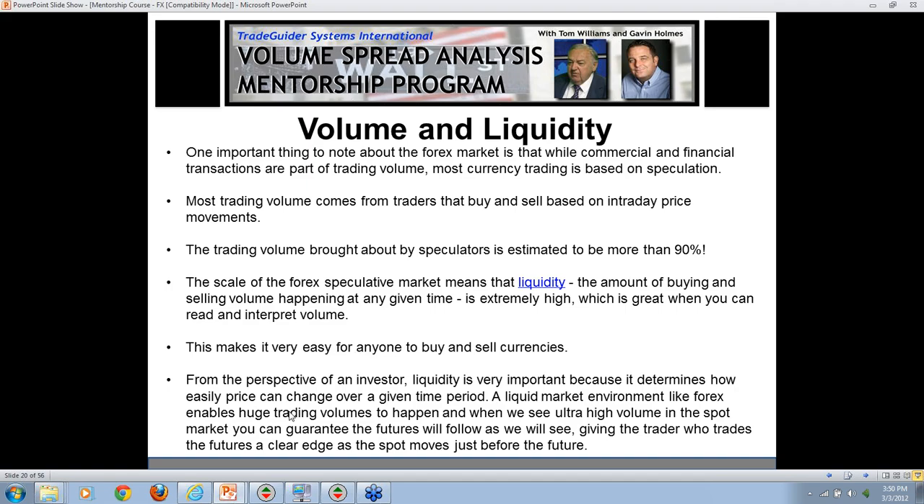So from the perspective of an investor, liquidity is very important because it determines how easily price can change over a given time period. A liquid market environment like Forex enables huge trading volumes to happen. And when we see ultra high volume on the spot market, you can guarantee the futures will follow because of arbitraging. As we will see in a minute, this gives us, as traders who trade the futures, a clear edge, because the spot Forex market moves a few seconds before the future does, and especially around news-driven events, as we're going to show you, it's very, very powerful.